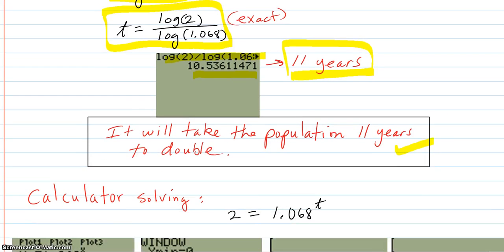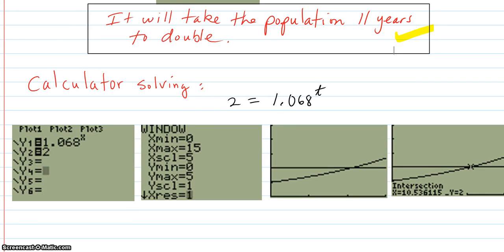It's right here. Now the calculator solving method we've seen before. Take it from that step here, 2 equals 1.068 to the t. Put those in to the calculator. Adjust your window to see the intersection. Here's the curve. Here's the population equals 2 line, or y equals 2 line. And they intersect, second calc intersect at the same exact number as was before. So that gives you the same answer.